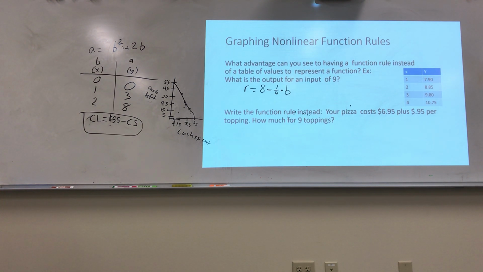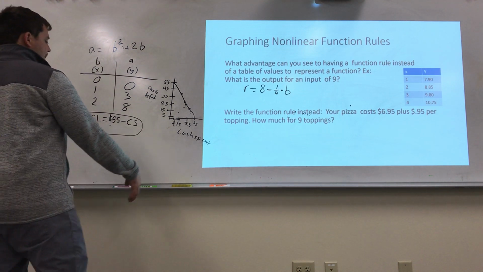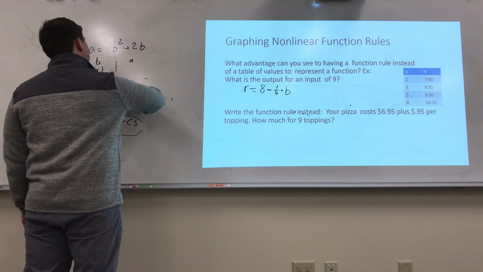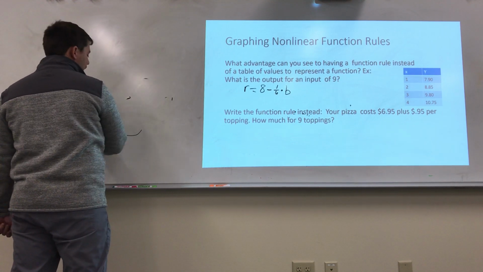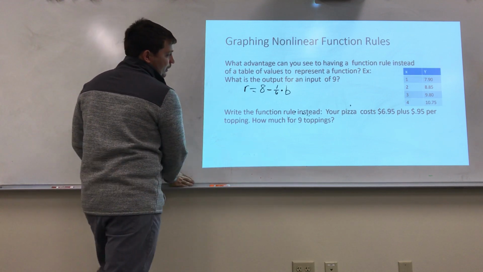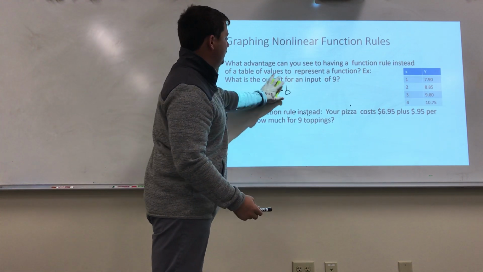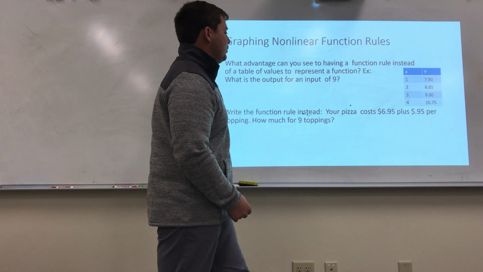What advantage can you see having a function rule instead of a table value to represent the function? Example, what is the output for an input of 9? If I kept going with the table, I have to basically extend this as 5, 6, 7, 8, 9. Now, if I can find out what's taking place every single time in the chart, and find an equation based on the chart, and honestly, I don't think a chart is a way to find it because I'd always have to go on and on forever. But it is a good way to find your function rule.